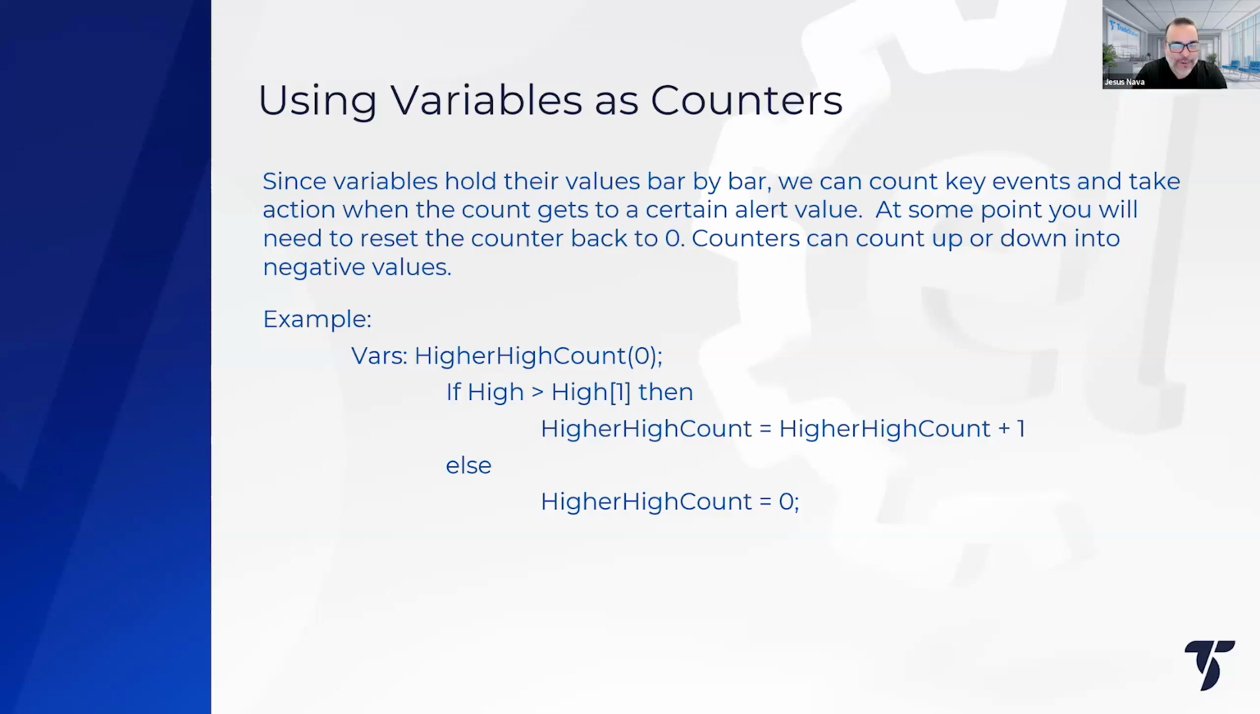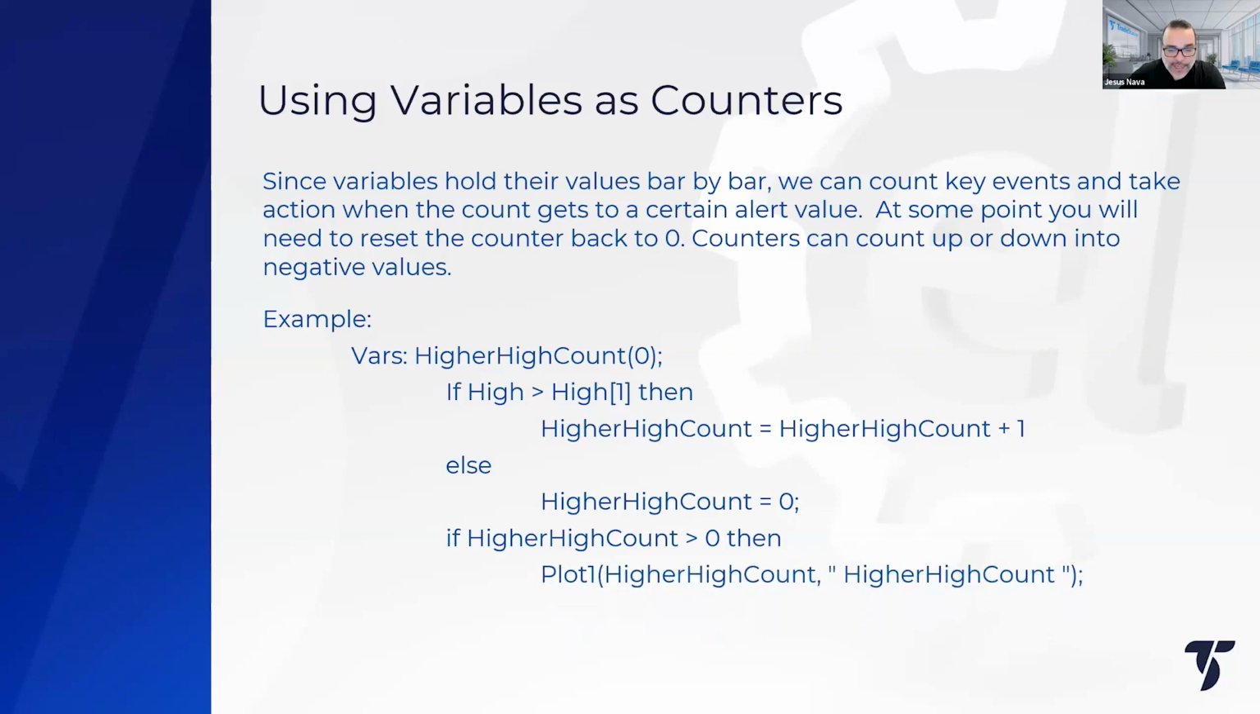So if we follow the syntax, piece by piece, sometimes it'll just be easier to understand. Then if higher high count greater than 0, then we're going to plot the higher high count. That's just a regular plot statement. And the reason why we are looking for a value greater than 0 is to avoid having weird plots appearing on your chart. We want to make sure that we have a valid number, not 0, a valid number of counters so that it looks well on the chart.